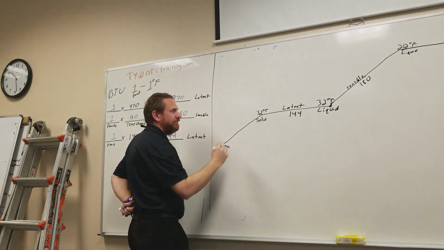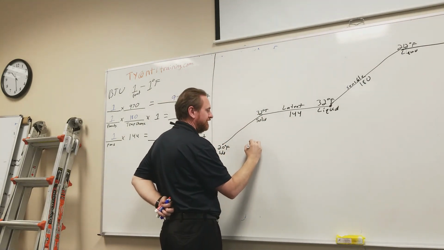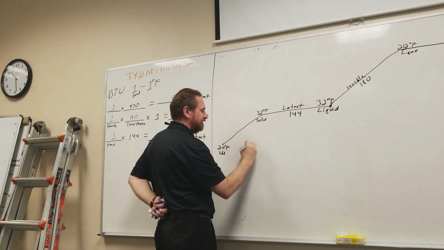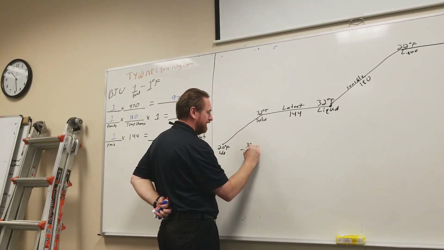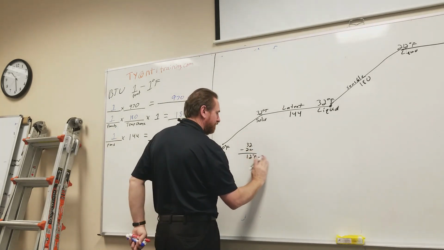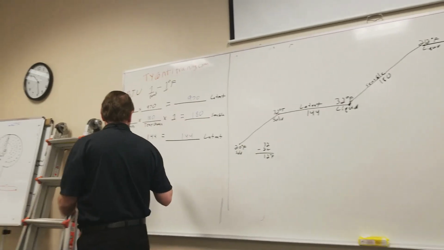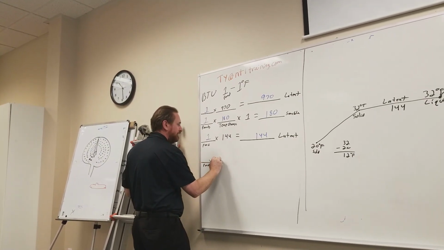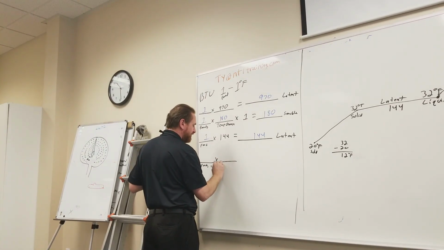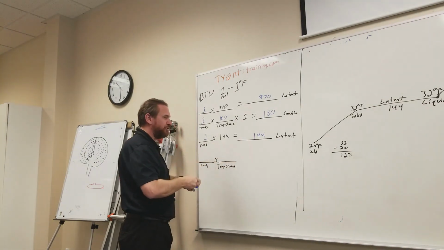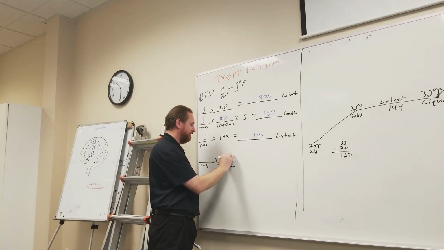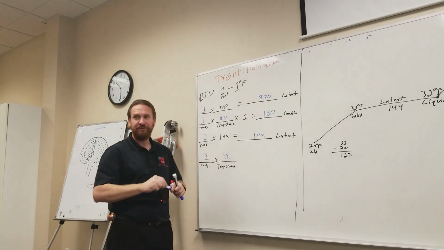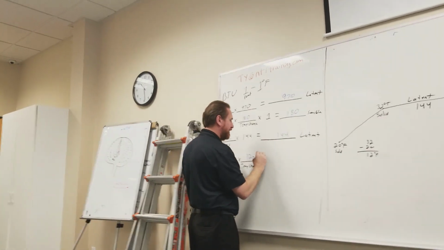So let's hold on a minute. First off, let's find out what our temperature difference is. So we have 32 minus 20 equals 12 degrees Fahrenheit temperature change. So we're going to have blank pounds times our blank temperature change. What was our temperature change? 12. How many pounds? 1. So 1 times 12 equals 12. Good.